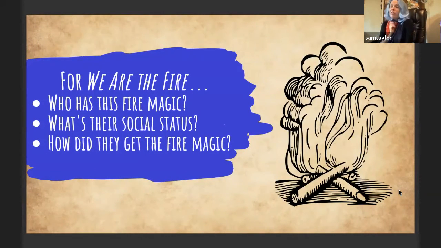So for We Are the Fire, I had to answer all of these questions for myself as I began working on the story and the brainstorming. Who has this fire magic? What is their social status? How did they get the fire magic?